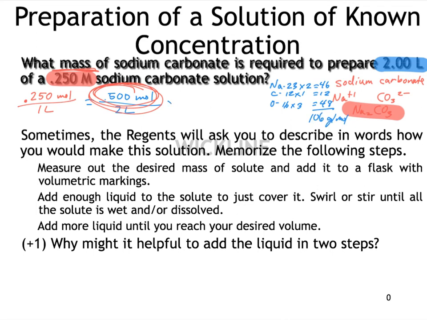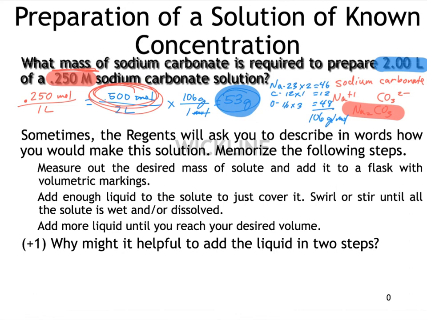So I can put this in here to do my conversion. The 106 grams can go on top, and the 1 mole can go on the bottom. Mole will cancel mole. And I need to multiply 0.5 times 106. And I am getting 53 grams. So that, of course, is going to be my final answer for the mass of sodium carbonate needed to produce 2 liters of a 0.25 molar sodium carbonate solution.